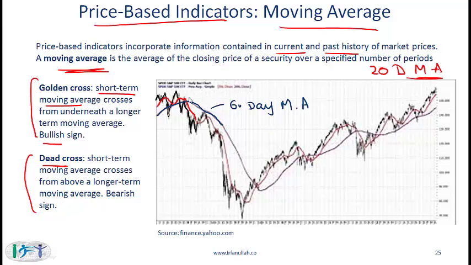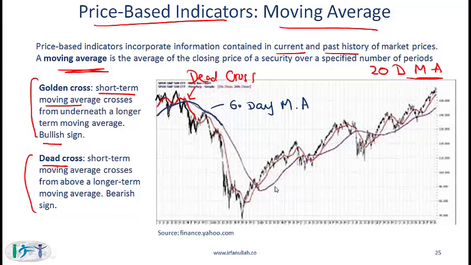So if you look at this cross over here, this is a dead cross because the red line, which is the shorter-term moving average, is crossing from above and going under the 60-day moving average. This is telling us that the recent prices are heading downwards. So the momentum is down, and that is why this is a bearish sign.